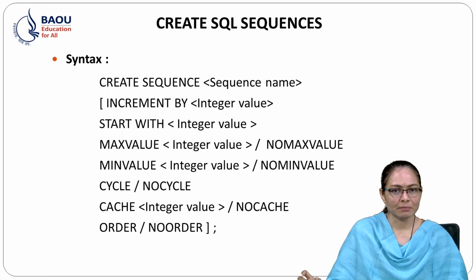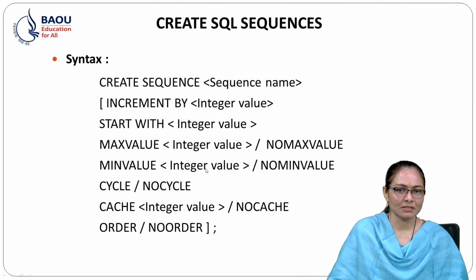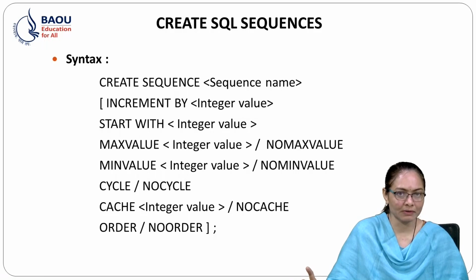The sequence can be generated up to the maximum value. The maximum value is the last value in a sequence. No maximum value is used when we cannot provide the maximum value, that is, no last limit, no limit. Now, the minimum value. Minimum value is used to specify the minimum value of the sequence. The starting value is not the same as the minimum value.